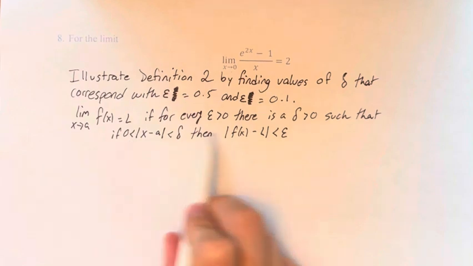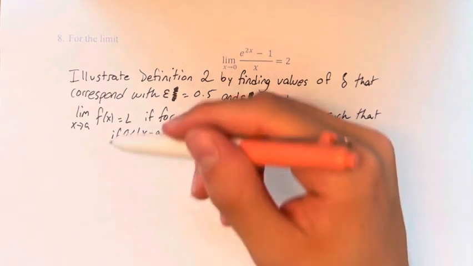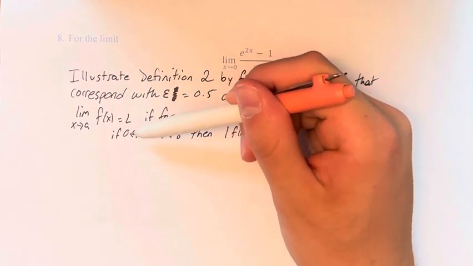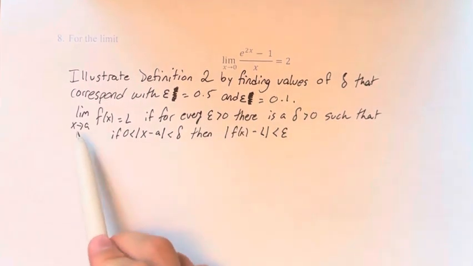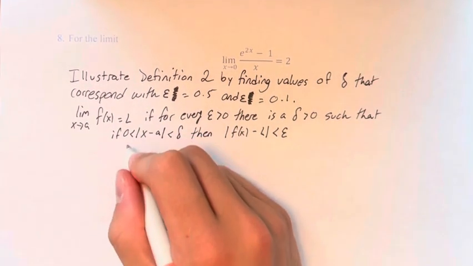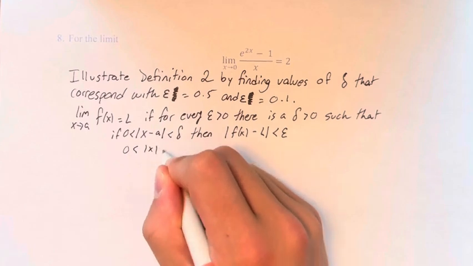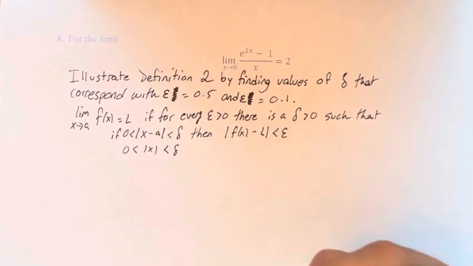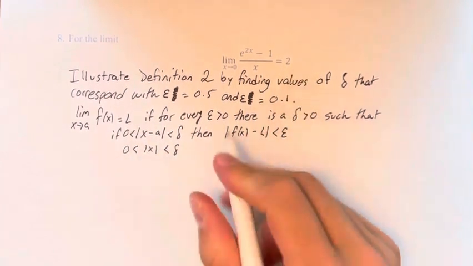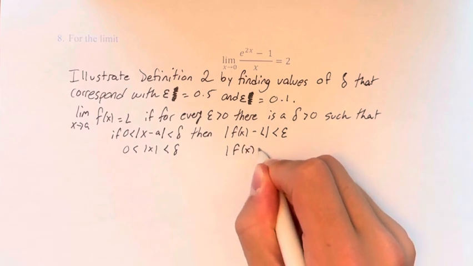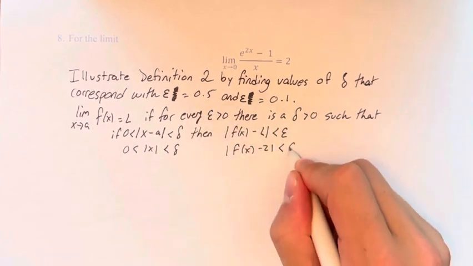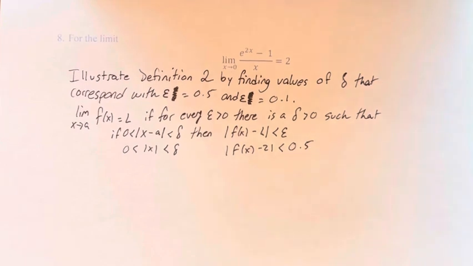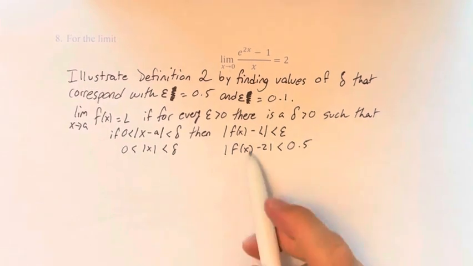Well, we have to dissect what these actual inequalities mean. So here a is 0, so this is just 0 is less than the absolute value of x is less than delta. And here L is 2, so the absolute value of f(x) minus 2 is less than epsilon, which we're first doing as 0.5. So what does this actually mean?